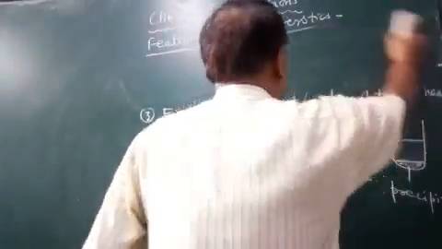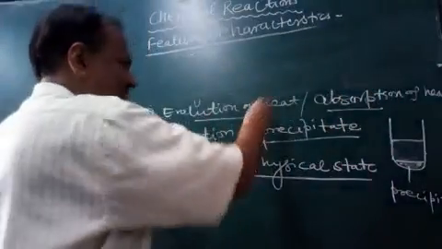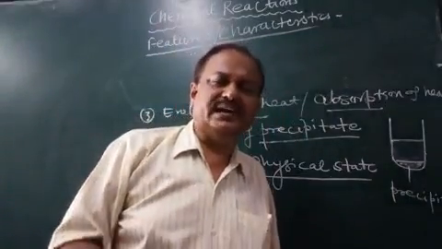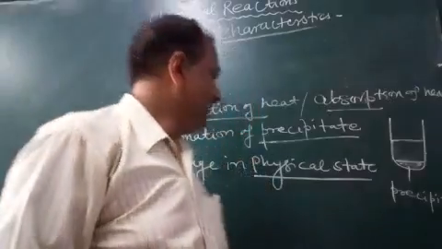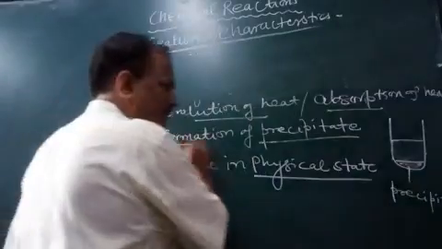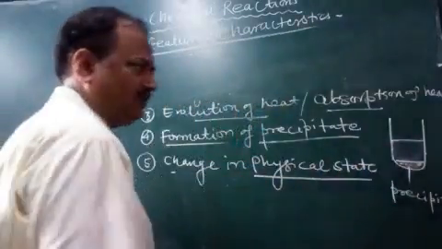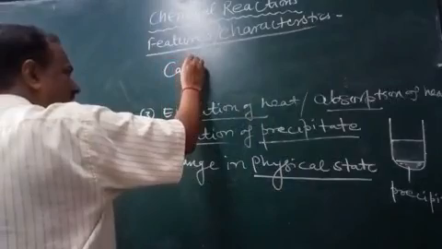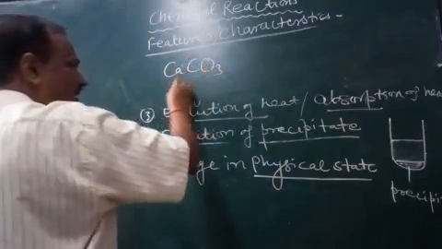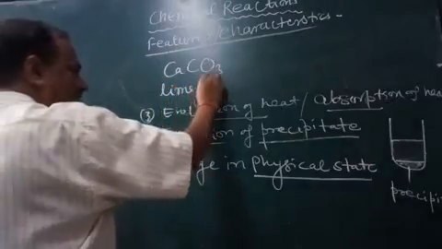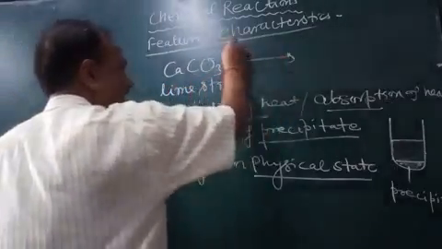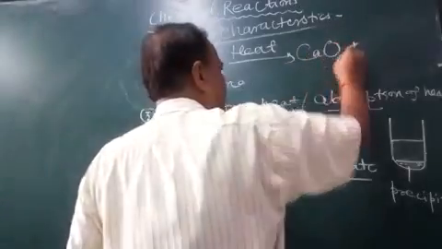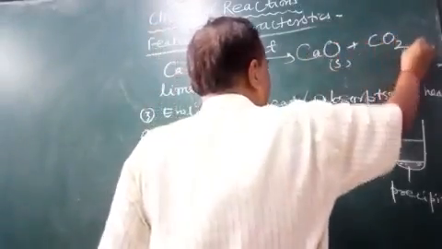Now, evolution of heat. When there is the evolution of heat, it is called as exothermic reaction. So you have seen the formation of precipitate, absorption of heat. Say if I am taking an example, this is calcium carbonate, this is limestone, and this on heating it breaks and there is formation of CaO solid and CO2 gas.